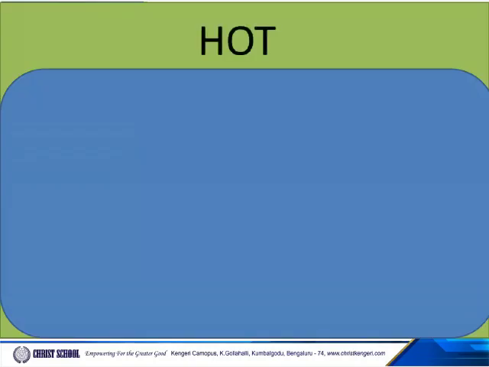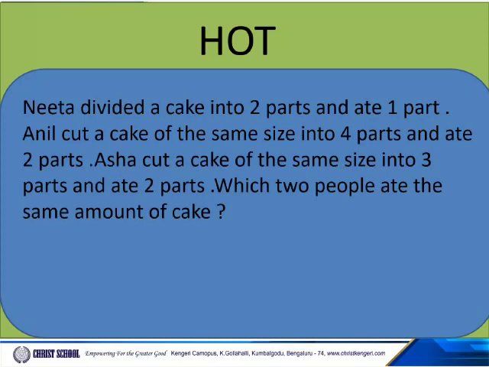Hot question. Neeta divided a cake into 2 parts and ate 1 part. Anil cut a cake of the same size into 4 parts and ate 2 parts. Asha cut a cake of the same size into 3 parts and ate 2 parts. Which 2 people ate the same amount of the cake?